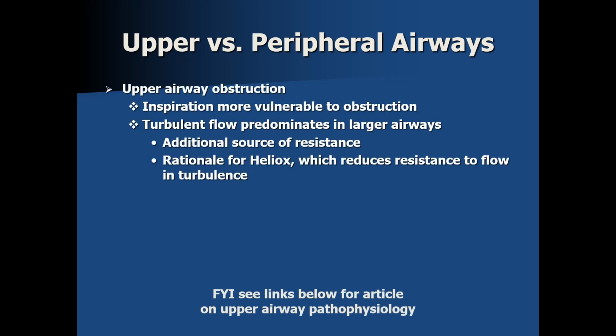Well, what about the pathophysiology? It means that in upper airway obstruction, inspiration is more vulnerable to obstruction than expiration. It also means that turbulent flow, which predominates in the large airways, provides an additional source of resistance and also provides the rationale for using Heliox in upper airway obstruction, because it reduces the resistance to flow where there is turbulent airflow.